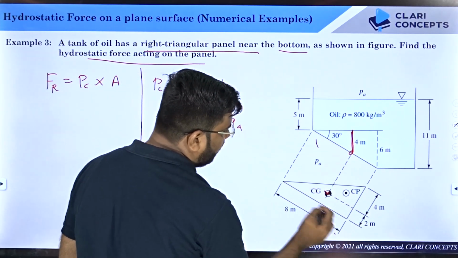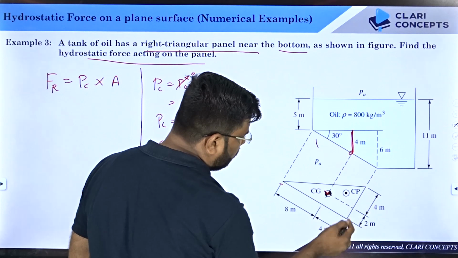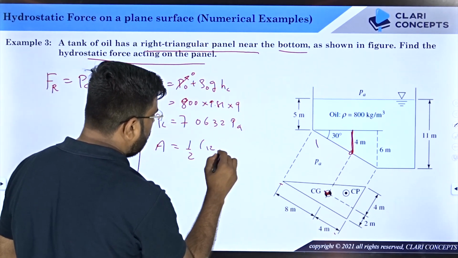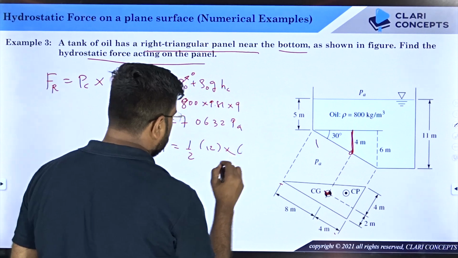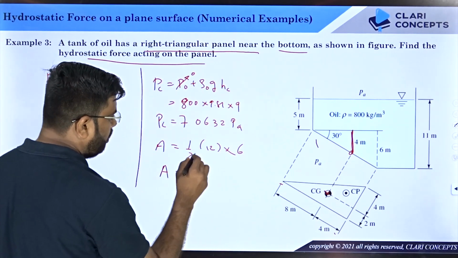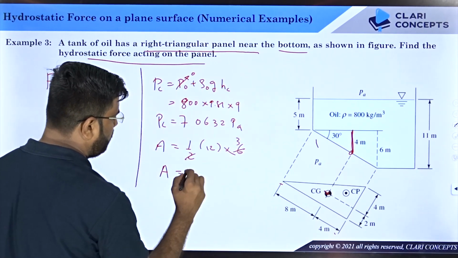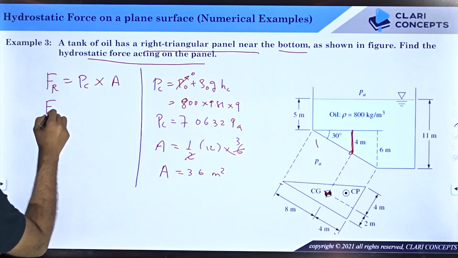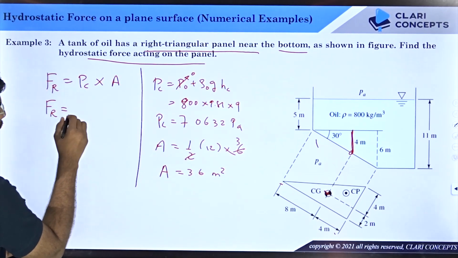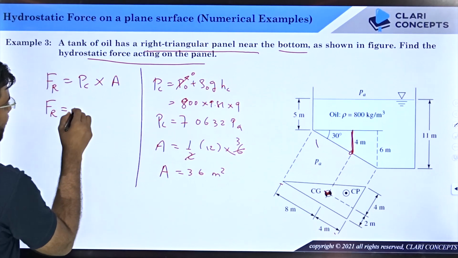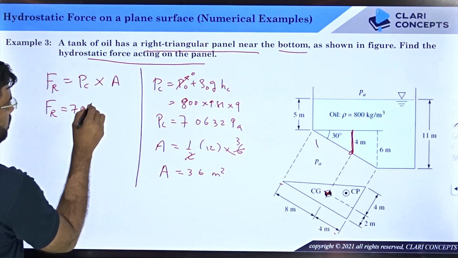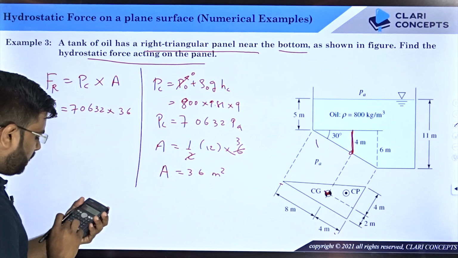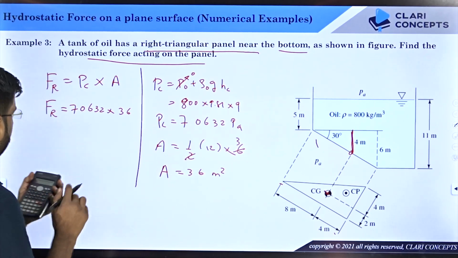Once you know pressure at C, now find out the area, triangular area. See what is the area of this triangle? 1/2 this into this. So 1/2 total is 12 into this total is 6. So this will become 3 and 36 meters square. Simply put it over here to find the answer. See, it's very easy. The only point is how clearly you understand the concepts. 70632 into 36.